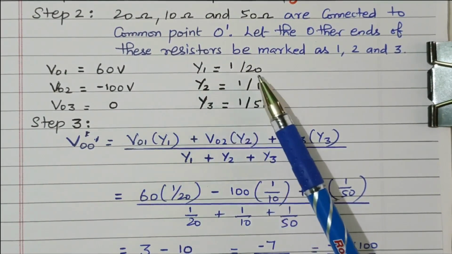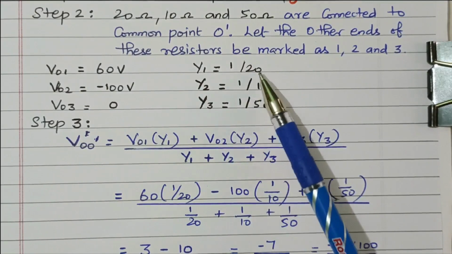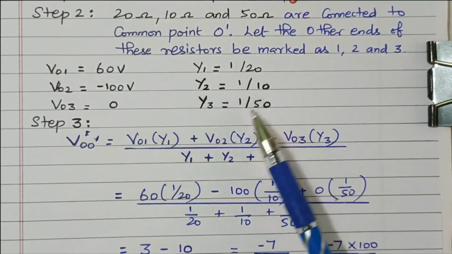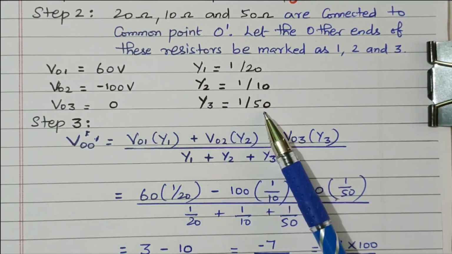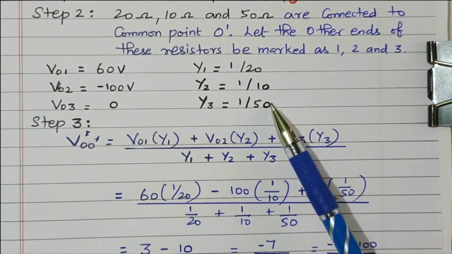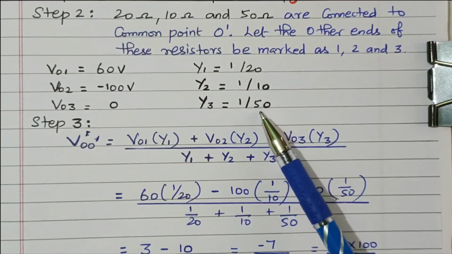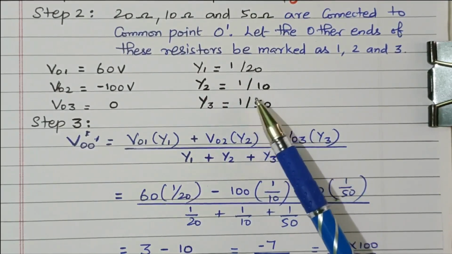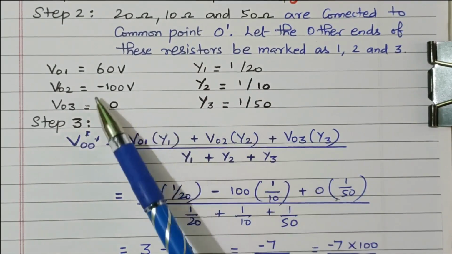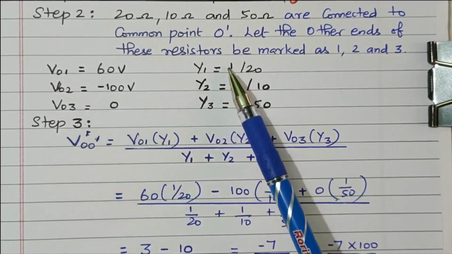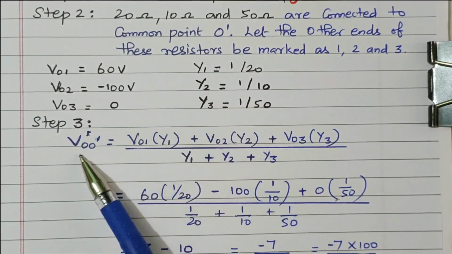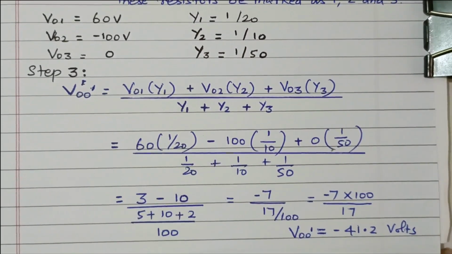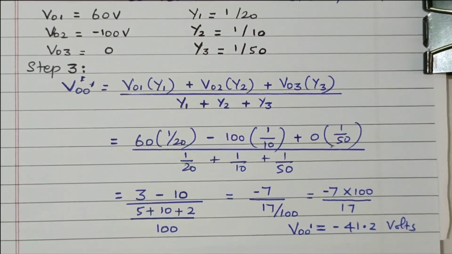Y1 is 1 divided by R1, 20 ohm, so 1 divided by 20. Y2 is 1 divided by R2, 1 divided by 10. Y3 is 1 divided by R3, 1 divided by 50. Here we are going to find the voltage. Now, the 3 voltage sources with 3 impedances can be converted into a single voltage source, but we are not converting; we are going to find the voltage directly.